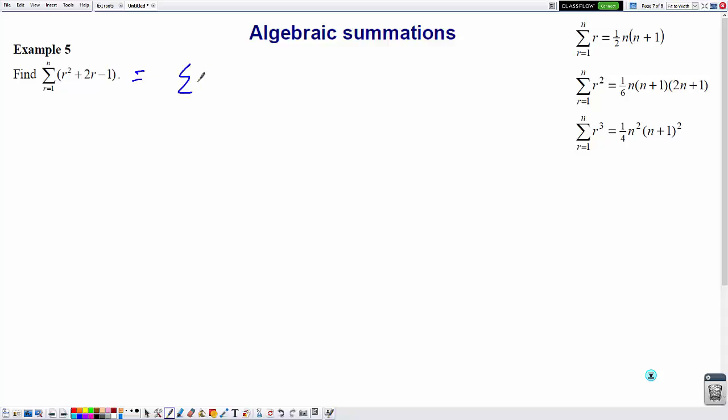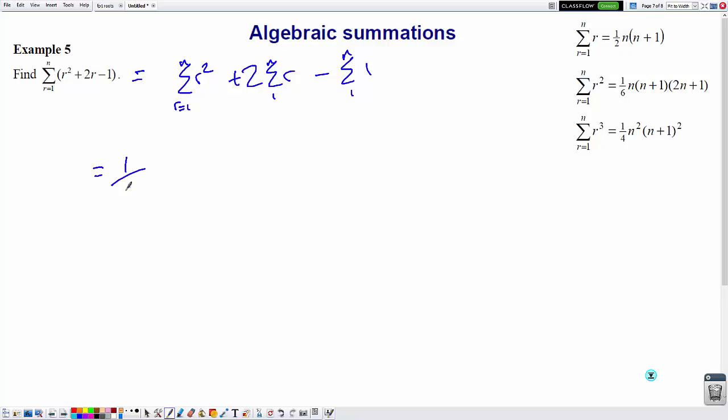So this is sigma r squared plus 2 lots of sigma r minus sigma 1. Of course, these are all going from r equals 1 to n. Notice I've stopped writing r here. In some textbooks, you'll see they don't bother writing r because it's assumed it's going to be the r. It's not going to be s or anything else. Okay, so what are these? I just use the formula. This is really easy now because from 1 to n, I don't even need to plug in a value of n. I just copy this whole thing out for sigma r squared.